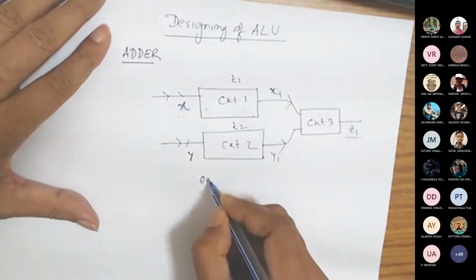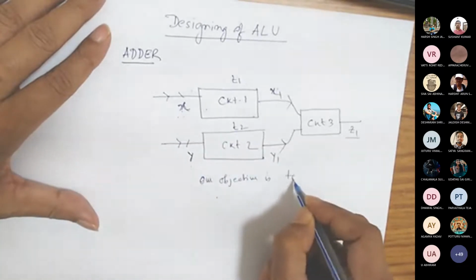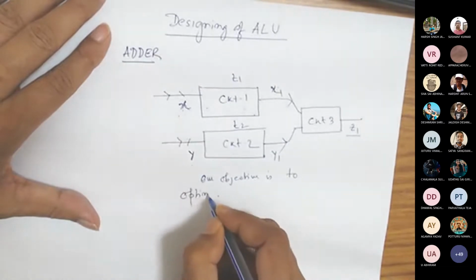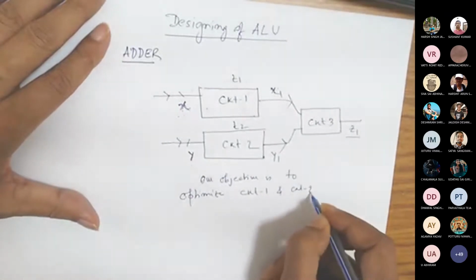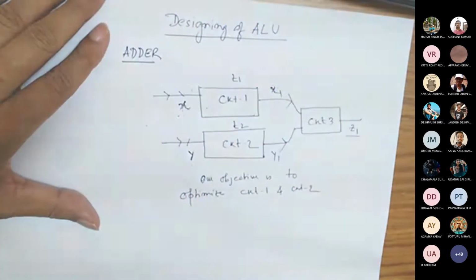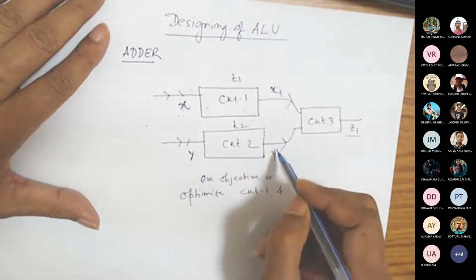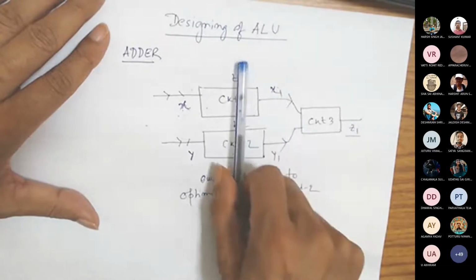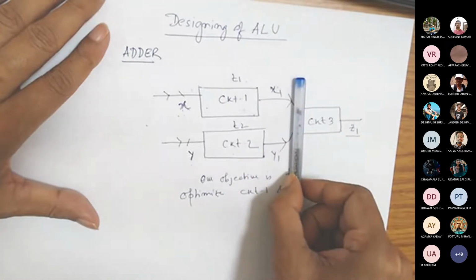So our objective should be to optimize circuit 1 and circuit 2. It may be an adder, it may be a multiplier, whatever may be the circuit. We want these optimized circuits, and once we know how much time each takes, then we use them and probably put some kind of buffer if required, so that both the values reach the next circuit at the same time.